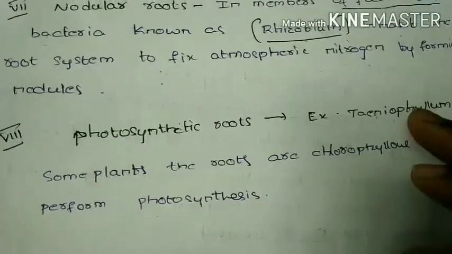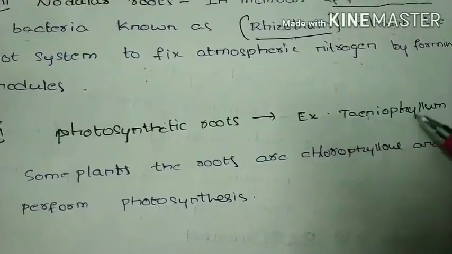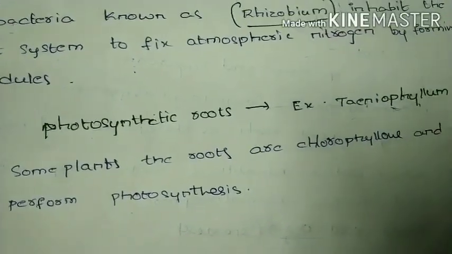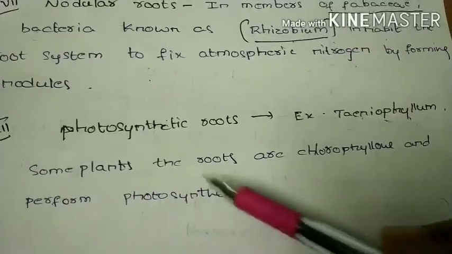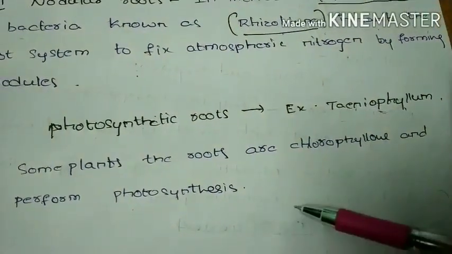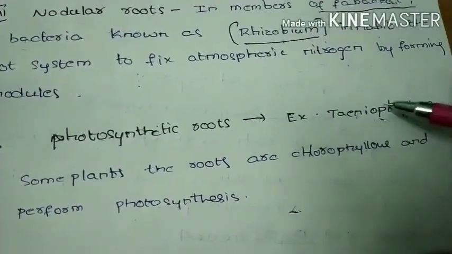Last but not least, photosynthetic roots. An example for it is Taeniophyllum. Roots also show photosynthetic modification. Some plants have roots that are chlorophyllous and perform photosynthesis. An example for this is Taeniophyllum.